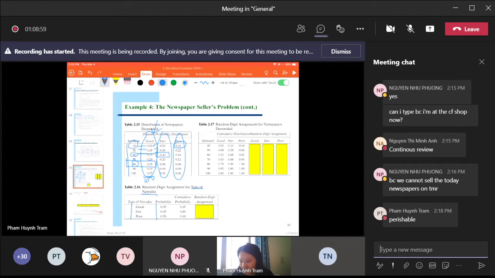Higher customer demand on good days and lower customer demand on poor days. Again, we also use our random digit assignment to simulate this probability distribution for the demand with different types of news days. All right, so now we are ready for the simulation table.